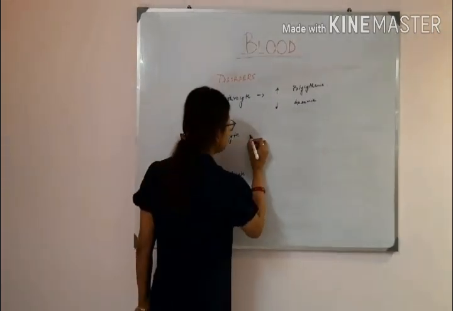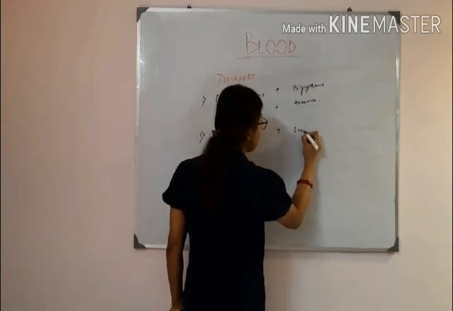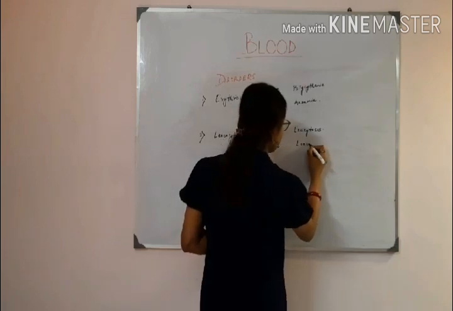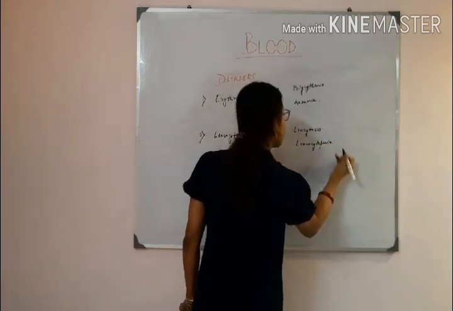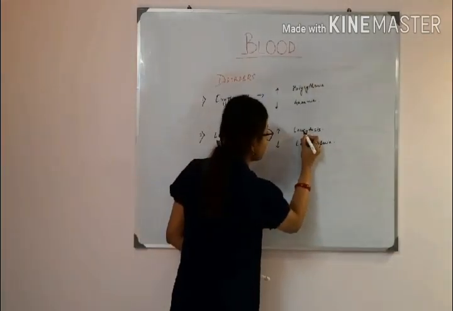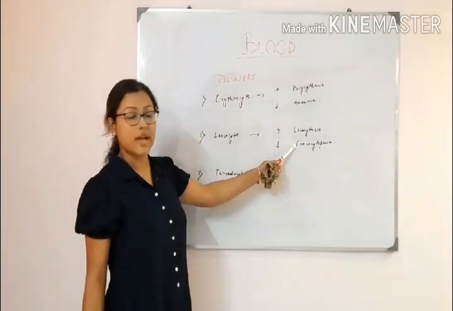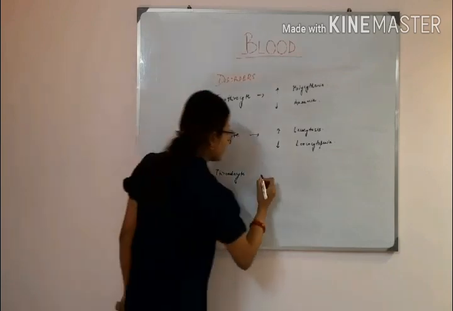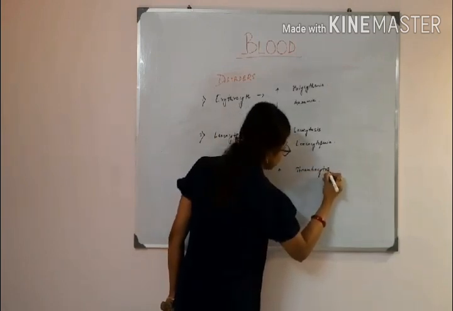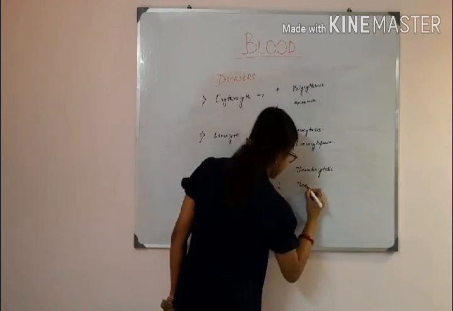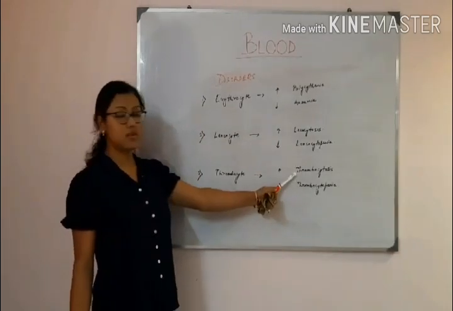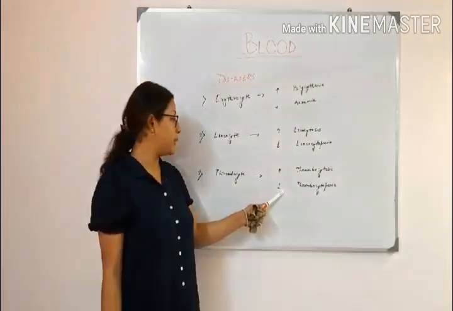Next, when leukocyte increases, it causes leukocytosis, and when it decreases, it causes leukocytopenia. Next, when thrombocyte increases, again it causes thrombocytosis, and when it decreases, it causes thrombocytopenia.